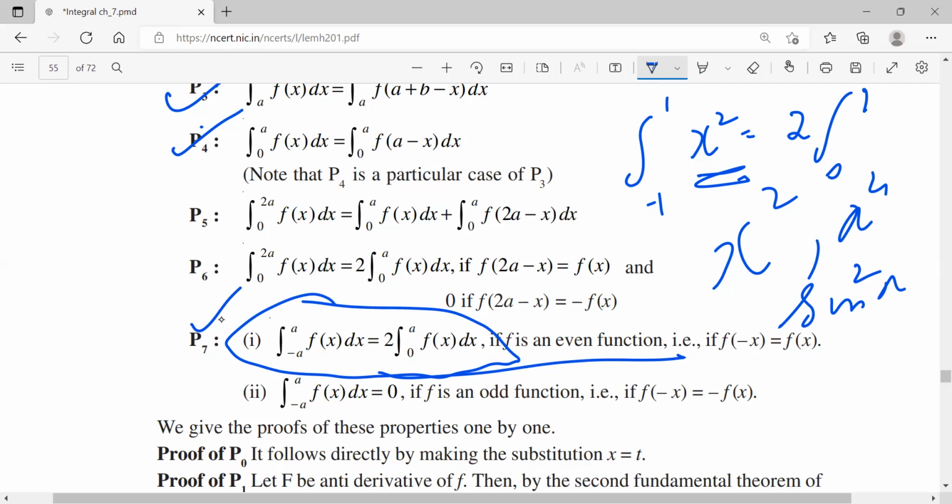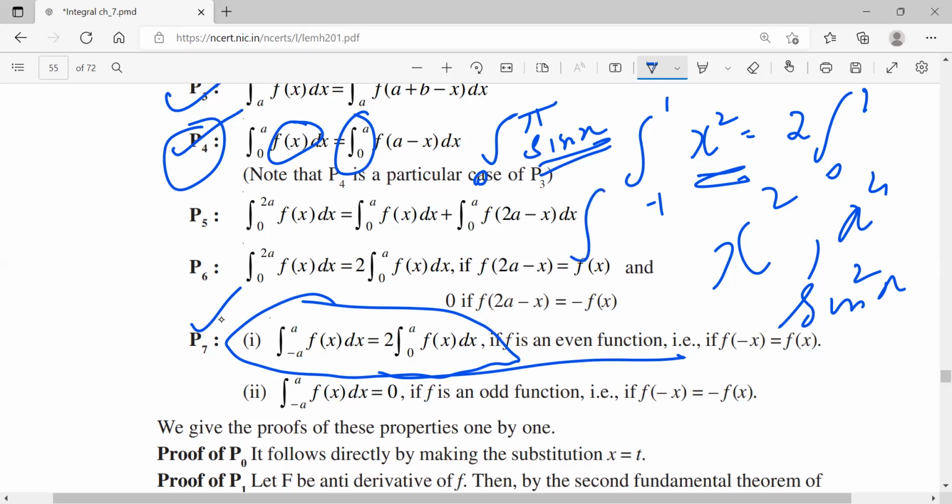And property number 4, where do we use this? Integral 0 to a. We use it in 0 to pi, when the function is sin x or cos x. So we'll write it as sin pi minus x, cos pi minus x. Or let's take 0 to pi by 2, sin x. I'm just giving you sin x integration, we all know, but I'm telling you where we use it. Sin pi by 2 minus x, that is cos x.